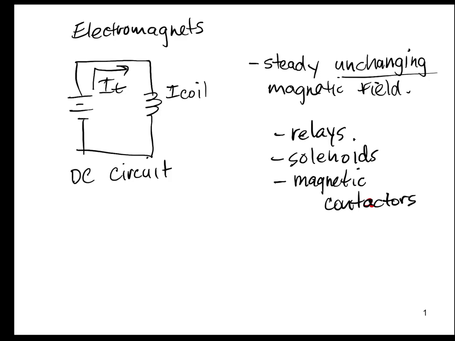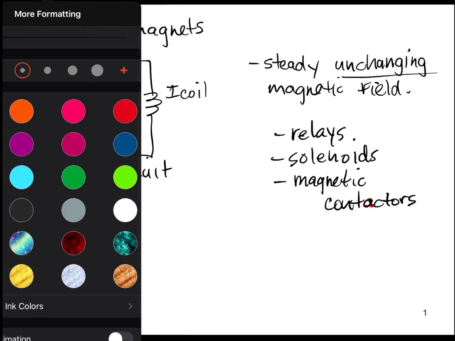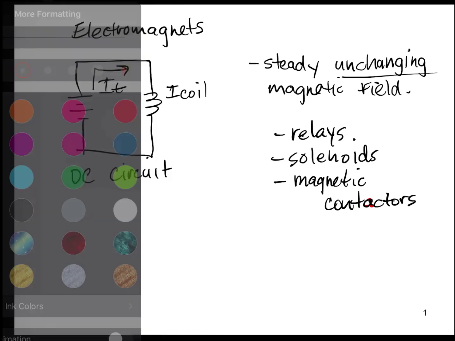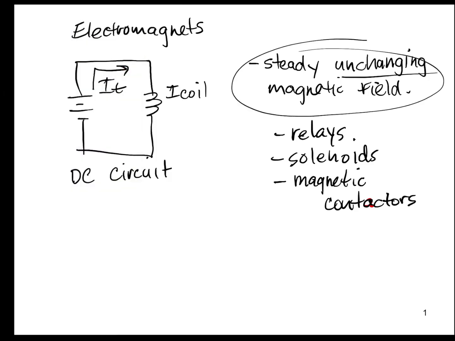So in this case we're working with a steady, unchanging magnetic field. And with a steady, unchanging magnetic field, we are simply using an electromagnet in a DC circuit for that purpose. But there's no induced voltage into any additional coils, or back into the same coil itself, which is really describing something called inductance.